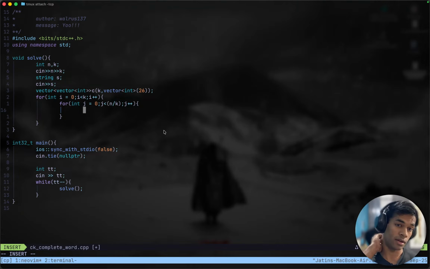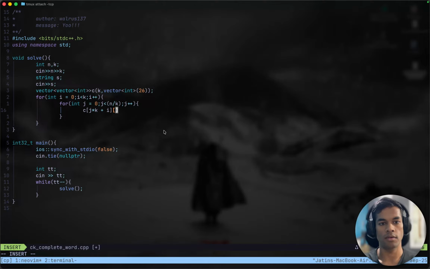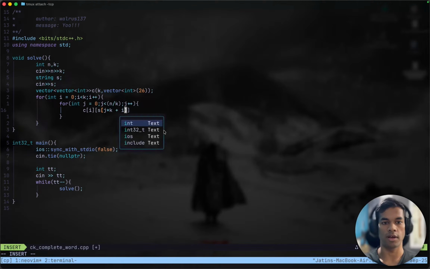Okay, and then for character i, for the ith character in the jth string, so j into k plus i, the current character is S[j into K plus i]. That is the current character, and increase its count.